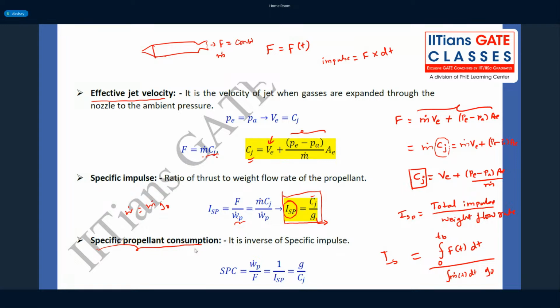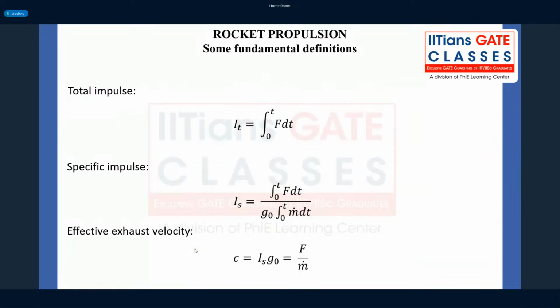Okay, so now, as I said, the total impulse we are defining in this fashion, and specific impulse we are defining in this fashion. So this can be reduced to Isp equal to F by m dot times g naught, which can also be shown as effective exhaust velocity divided by g naught. That is fine. Or you can also write effective exhaust velocity in terms of specific impulse times g naught.